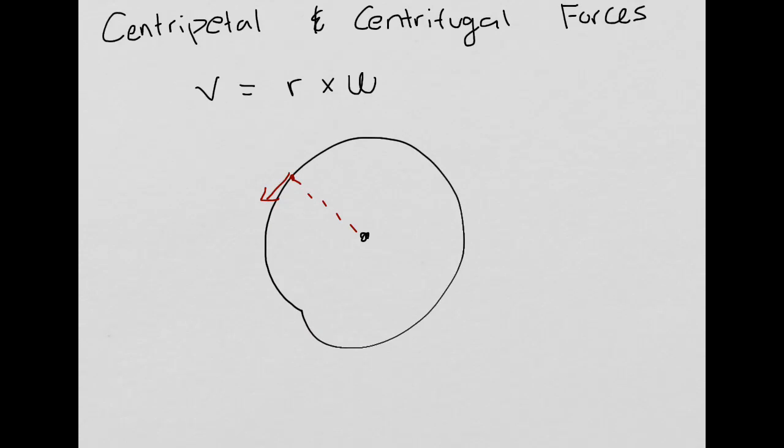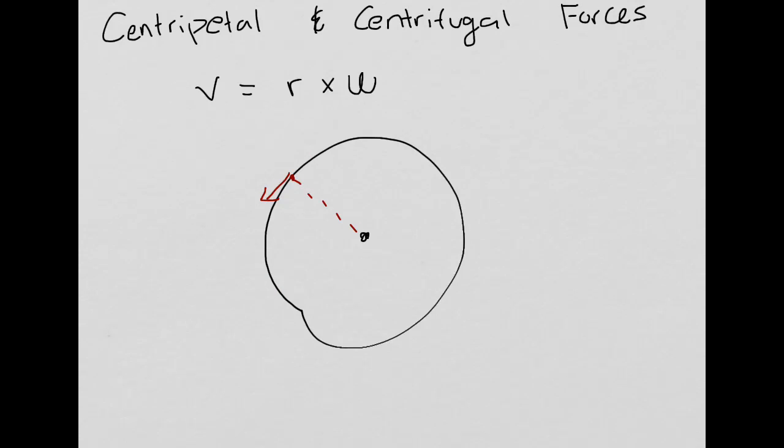So the direction of the velocity vector of the can is always tangent to this circle. Tangent meaning it only touches the circle at one point. So direction is tangent to the circle, that's why it's called tangential speed, and its velocity is constant because there's no other external force acting on the can at this point.